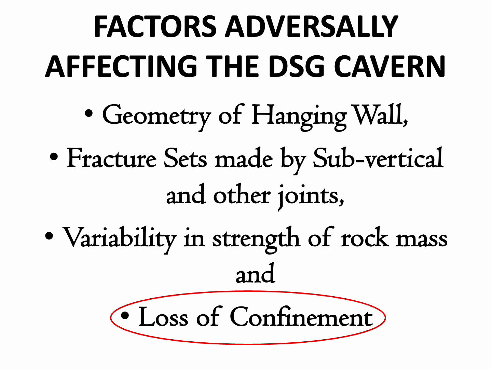Factors adversely affecting the downstream surge cavern: geometry of hanging wall, fracture sets made by subvertical and other joints, variability in strength of rock mass, and loss of confinement. This also becomes a major issue, loss of confinement.